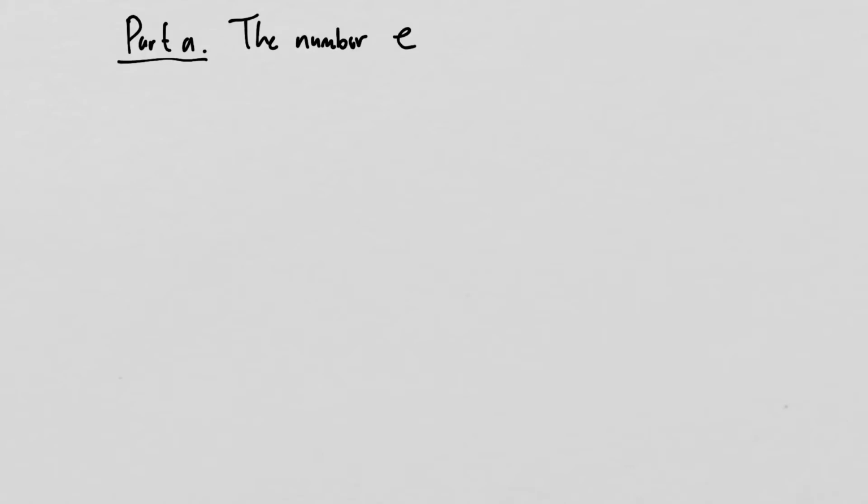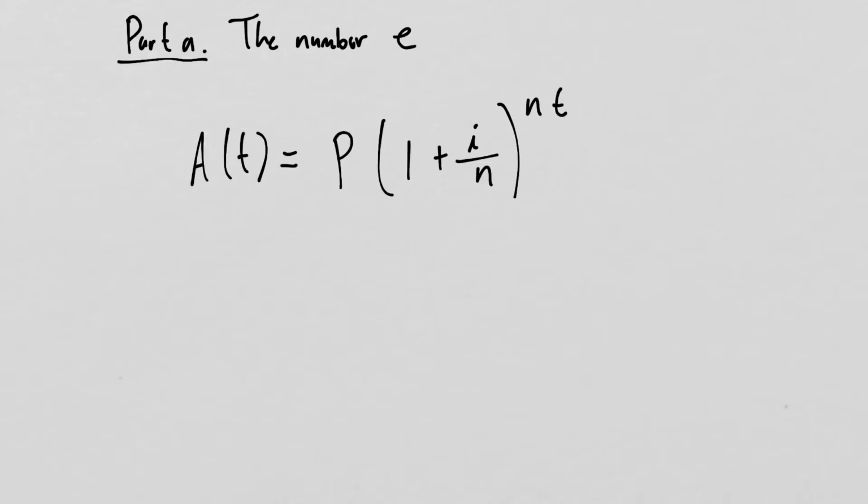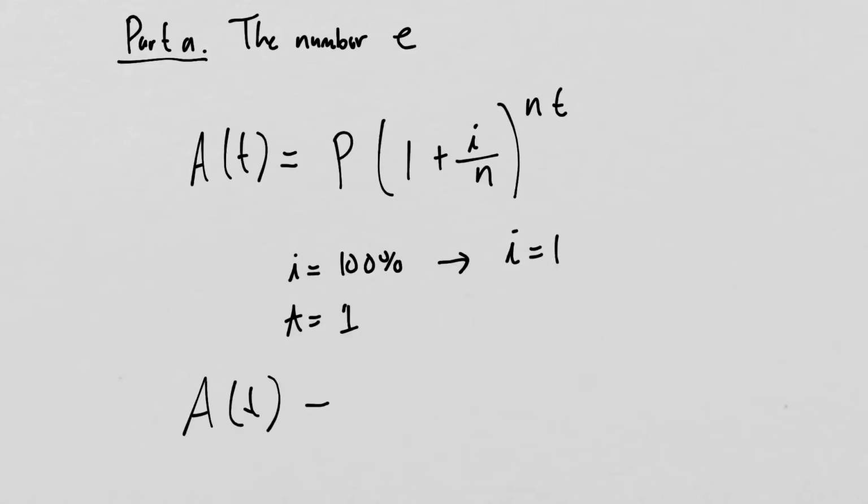So let's go ahead and remember what our compound interest formula is. This is given by A of t equals P times (1 plus I divided by n) raised to the n times t. Let's let I be a 100% interest rate, which is going to translate to I being equal to 1. And let's also allow our time period t to be equal to 1 time unit. Our new compound interest formula is going to be given by P times (1 plus 1 divided by n) raised to the n power.